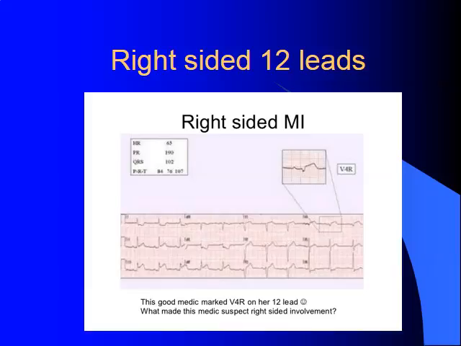Things that point towards a right ventricular wall MI are going to be ST elevation in 2, 3, and aVF, but also in lead V1. Also, if we have ST elevation in lead 3 that is greater than in aVF, this is very specific for right ventricular involvement.